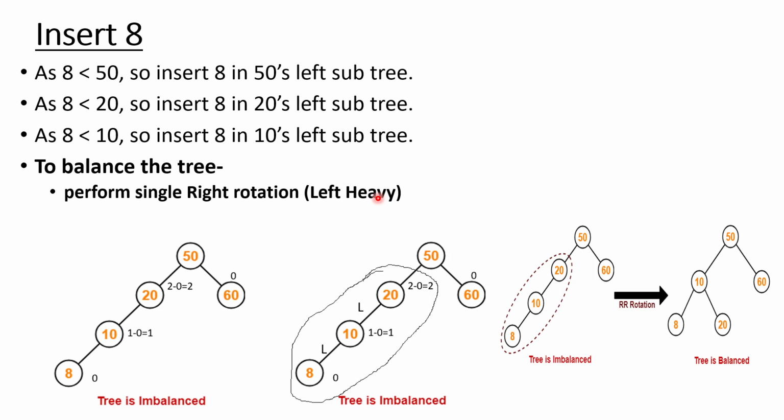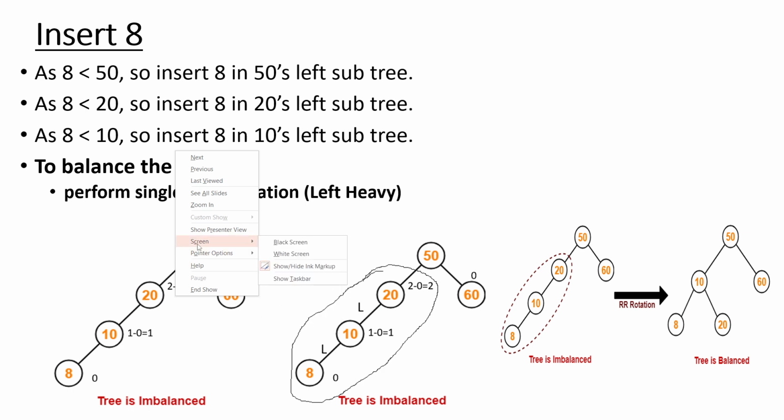Now we'll go for inserting value 8. Start from root. 8 is less than 50, should be on the left side. 8 is less than 20, should be on the left side. 8 is less than 10, so it should be on the left of 10. Compute balance factor. For 8 it is 0. For 10, left subtree height is 1, right subtree height is 0. 1 minus 0 is 1. For 20, left subtree height is 2, right subtree height is 0. 2 minus 0 is 2. So the node that is violated is 20.